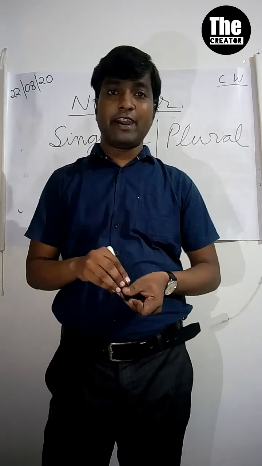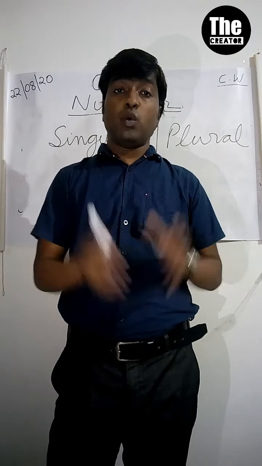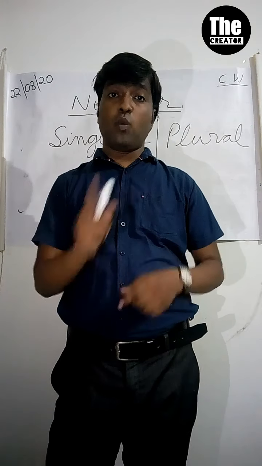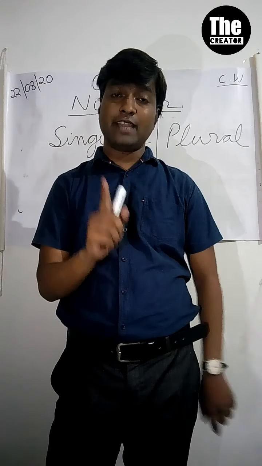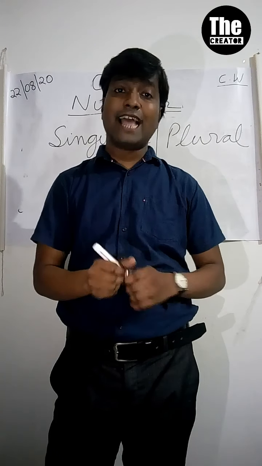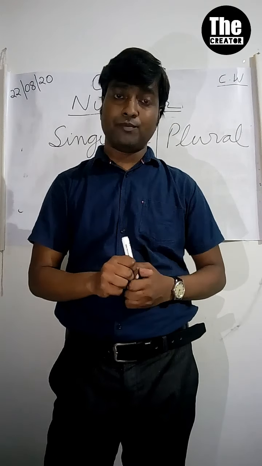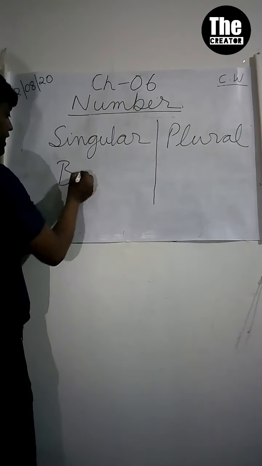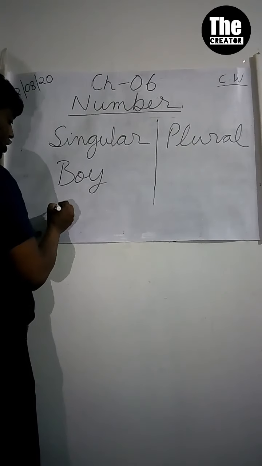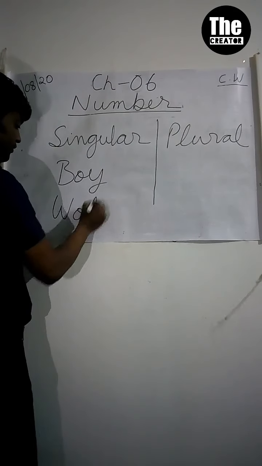Now you must be wondering what is singular. When a noun stands for one person, animal or thing, only one person, animal or thing, we say that it is in the singular form. For example, we can say boy or wolf.